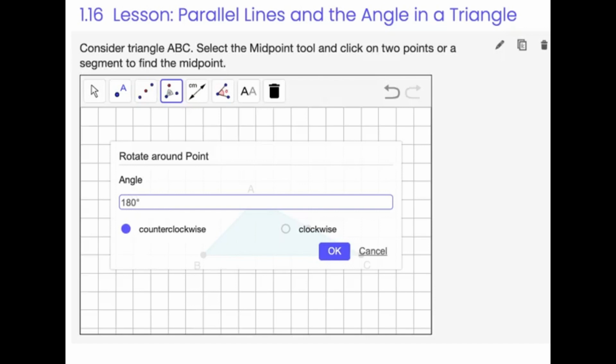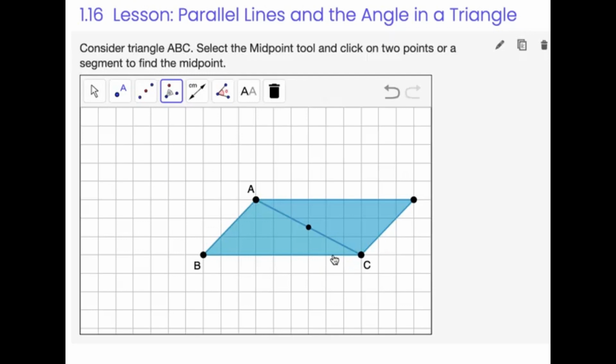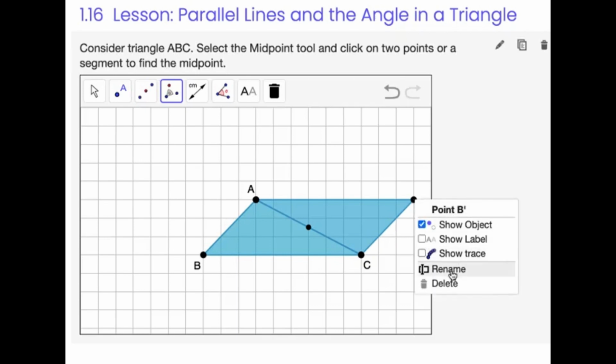Remember what we've talked about in the past. 180 degrees is half a circle. So it doesn't matter if you're going clockwise or counterclockwise in a circle, 180 degrees will bring you to the same point. It then tells you to rename that vertex that is created as point D.